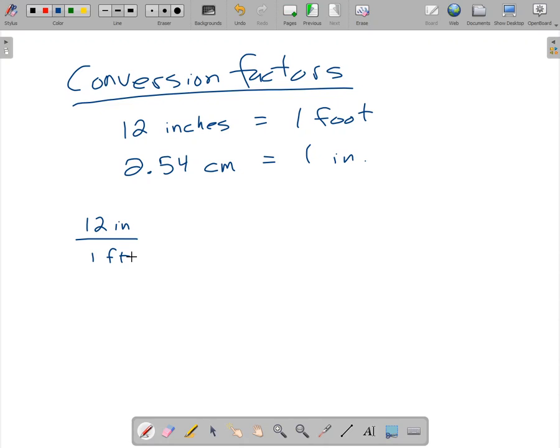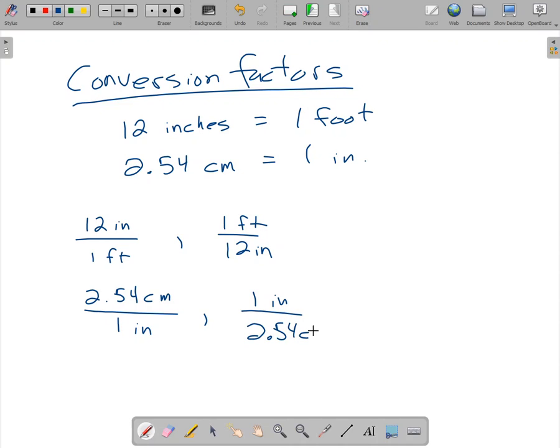Similarly, instead of that, we might want to write it as 1 foot over 12 inches as a ratio. And similar for the centimeters. It could be viewed as 2.54 centimeters per inch, or it could be 1 inch per 2.54 centimeters. And all of these different versions have their pros and cons. Depends what we're doing.